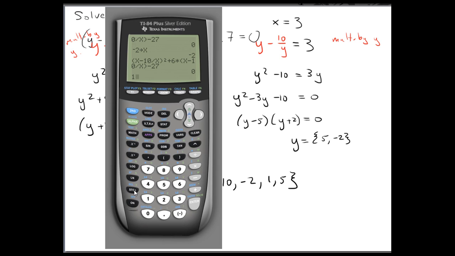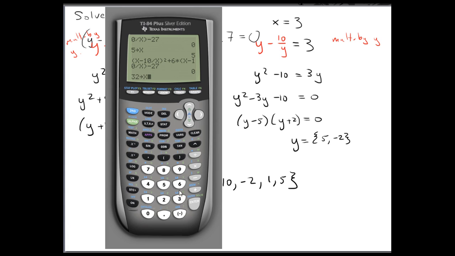I'm going to take 1 and store it as my variable. I'm using x for the variable instead of y, because with this calculator that's our little variable button, and it's really easy to use. Second entry, check it, 0. And I'm going to take 5, store it as x, enter, second entry, enter, 0.